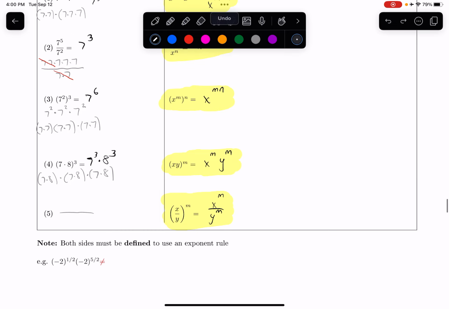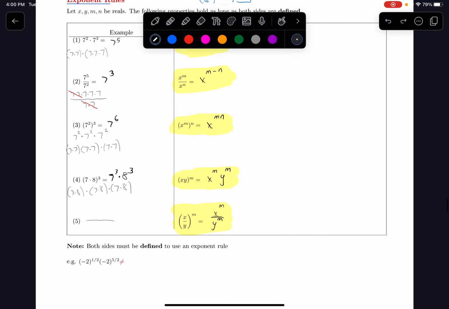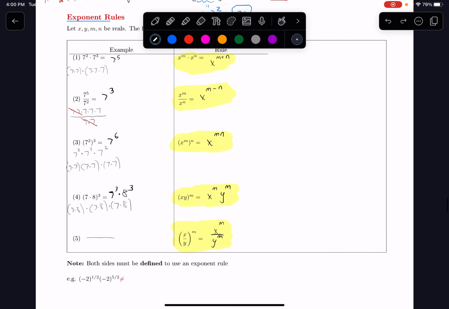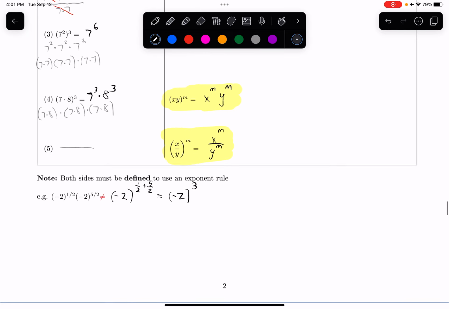Which exponent rule does that look like out of these? Well, it looks like the first one: negative 2 to a power times negative 2 to a power. So it looks like the one where I would keep negative 2 and add the exponents. Adding them, we get 1/2 plus 5/2, so that would give me negative 2 to the 3, because 6 over 2 is 3. But that's not right. So how come? What's the correct way of doing this?